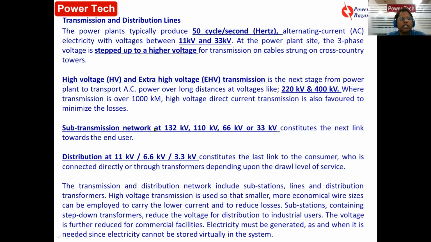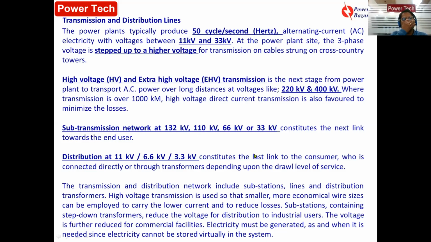What are sub-transmission networks? It is 132 kV, 110 kV. In Odisha, we have 132 kV, but in Gujarat and other parts of the country, we also have 110 kV. 66 kV is also available, 33 kV. These are sub-transmission networks, out of which the top two are basically EHV voltage. Then distribution is done at 11 kV, 6.6 kV, and 3.3 kV. In some states, you also distribute at 33 kV.